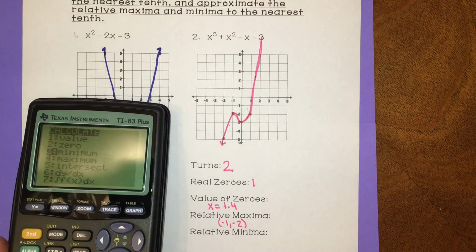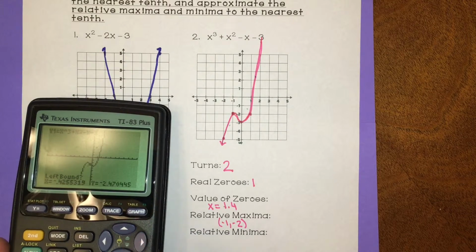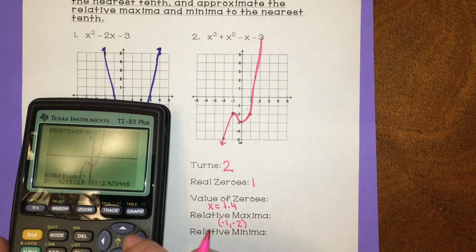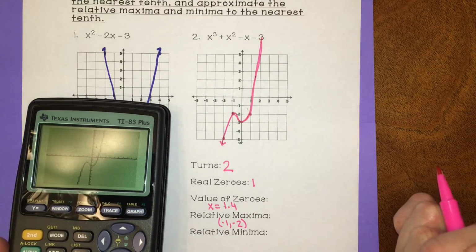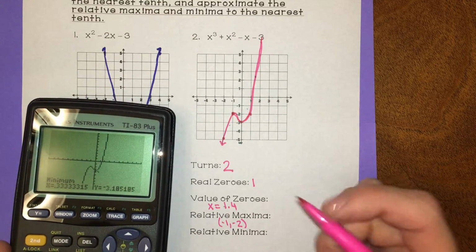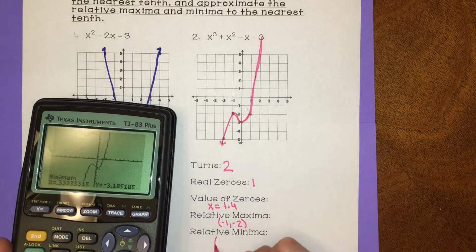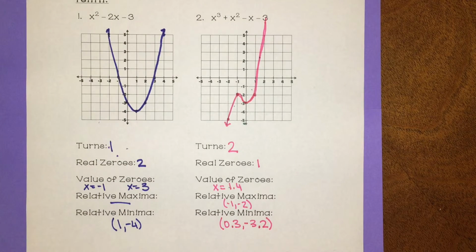And we have our relative minima. We are on the left side of it. I'm just gonna move it over a little. And now we are on the right side. And so it would be 0.3, comma, negative 3.2. Hopefully you were able to get all of that information from using your calculator, and you were able to graph each polynomial.